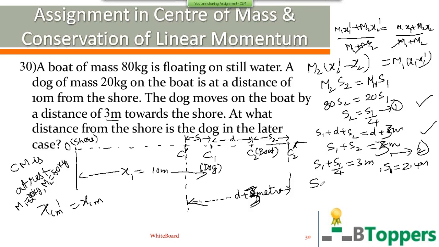The actual displacement of the dog with respect to the shore is equal to the initial distance of the dog from the shore minus the new distance of the dog from the shore. So the new distance of the dog from the shore is equal to the initial distance of the dog from the shore minus the magnitude of the displacement of the dog toward the shore. That is 10 minus 2.4 meters. That's 7.6 meters, which is the answer.